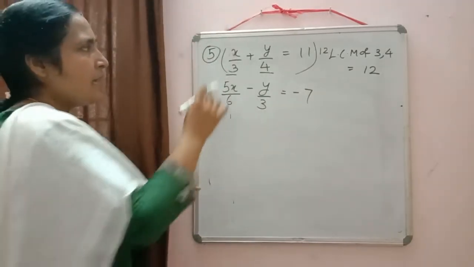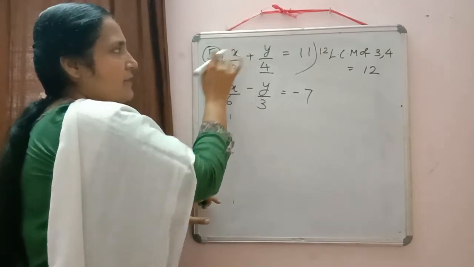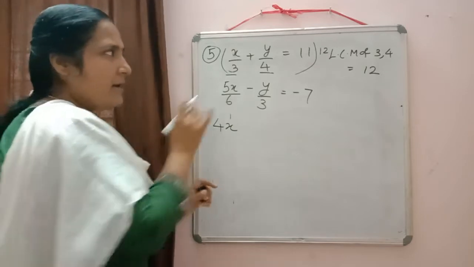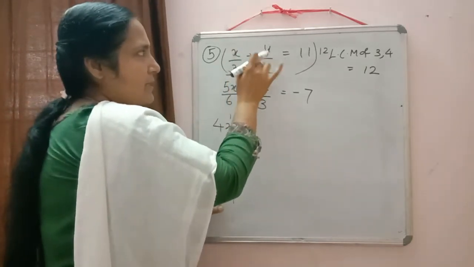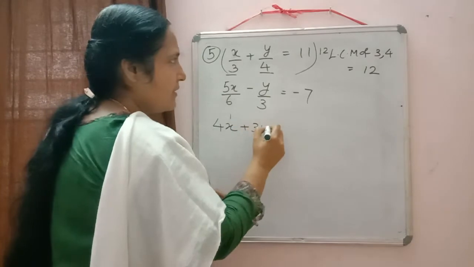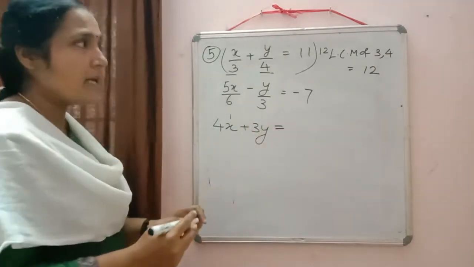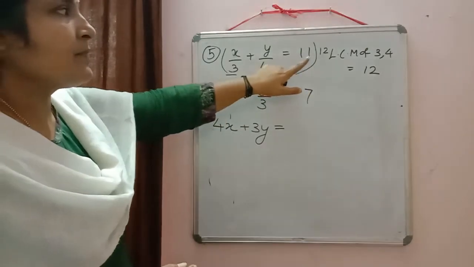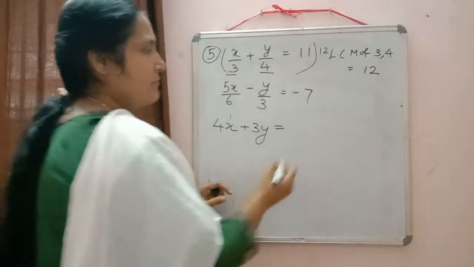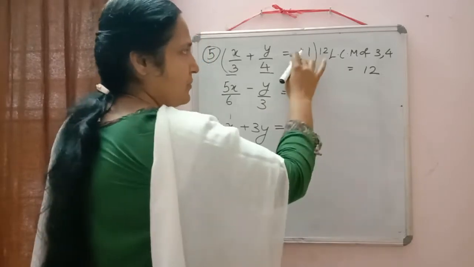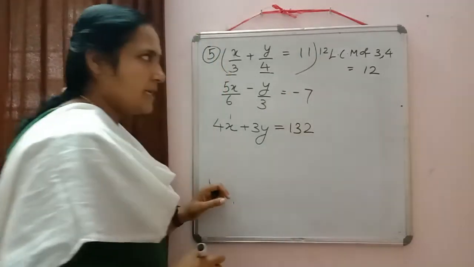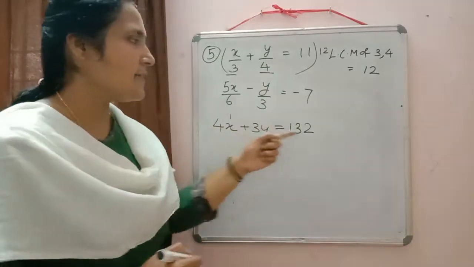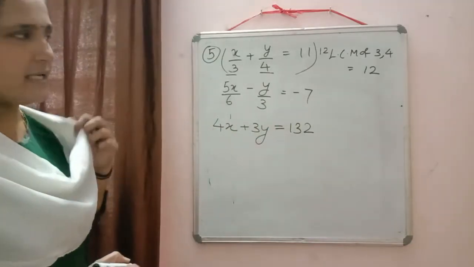Then here it will come 12, so 3 and 12 will get cancelled, and we will get 4x. Clear? Here also 12 will come, then 4 3s are 12. So we will get 4x plus 3y is equal to, don't forget to multiply 12 on the right hand side also, so 11 into 12. 12 ones are 12, carry over 1, 12 ones are 12 plus 1, 13. So our first equation we converted to this form: 4x plus 3y is equal to 132.